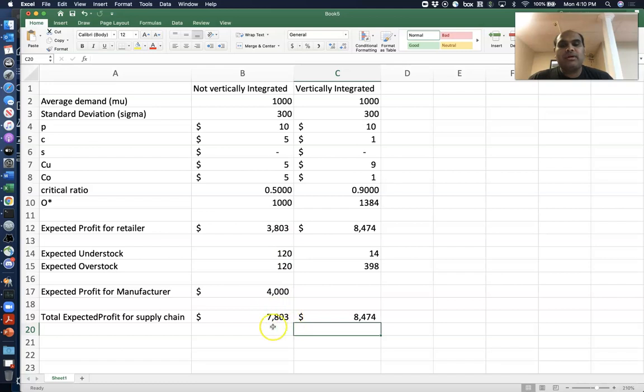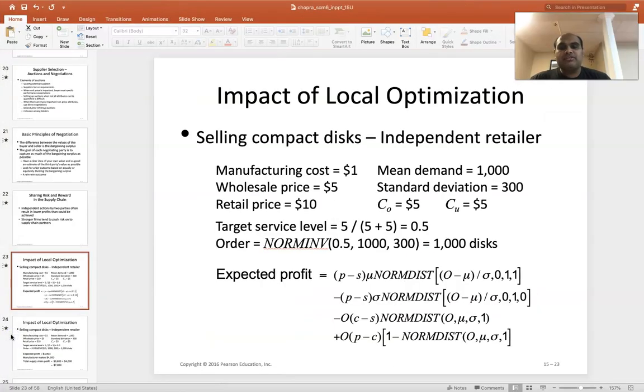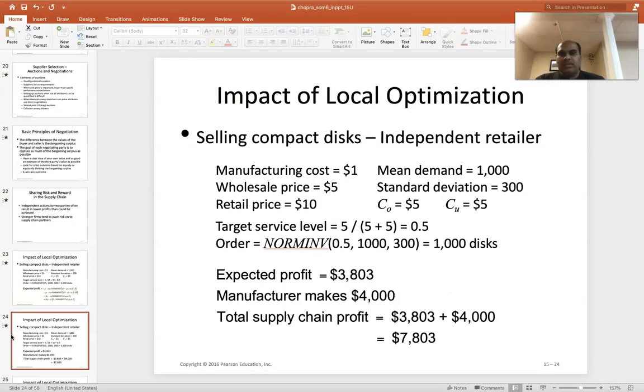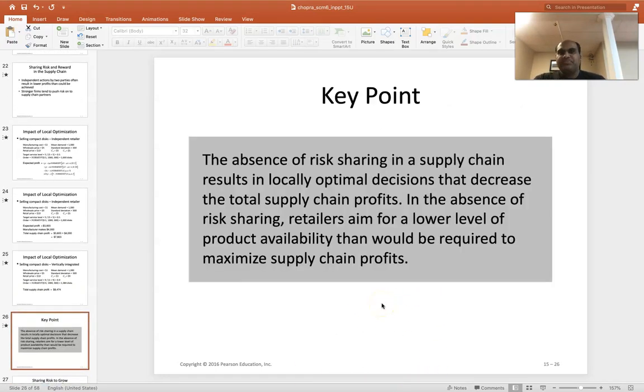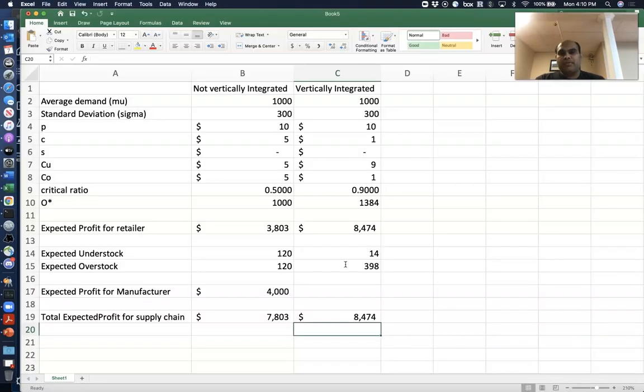Now, that's obvious. If it turns out that you can optimize the supply chain and make a lot more money, but only the manufacturer is making money and the retailer, in fact, is not making as much money, that is not a good scenario. It has to be such that both manufacturer and retailer make more money. Is that possible? And that's what we'll be talking about, right? So 8,474, that's how much money they can potentially make. So the absence of risk sharing in a supply chain results in locally optimal decisions that decrease the total supply chain profits. In the absence of risk sharing, retailers aim for a lower level of product availability, right?